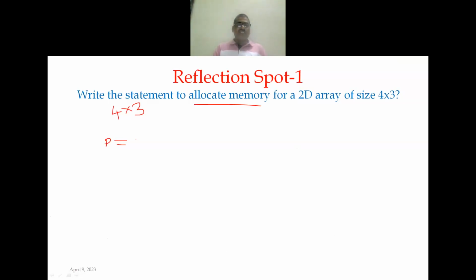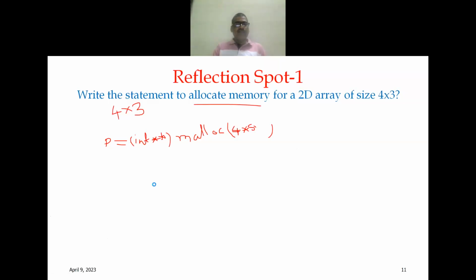So p is equal to int double star. Then we typecast that, and malloc of number of rows. How many rows do we have? We have 4 rows. Okay. malloc of 4 into size of int, 4 cross size of int. Fine. Once you have done this, next for p of i you can take a for loop and allocate the columns.